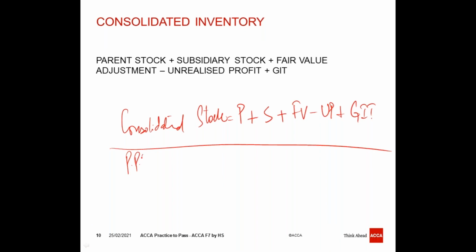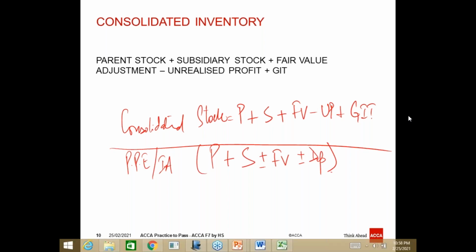The second is property, plant and equipment or any other intangible asset. We need to add parent asset plus subsidiary plus minus any fair valuation adjustment plus minus depreciation. That is the GIT, meaning goods in transit. So if there are some goods which are in transit, then it should be capitalized.